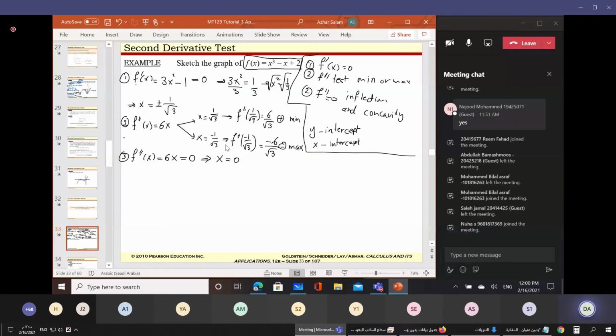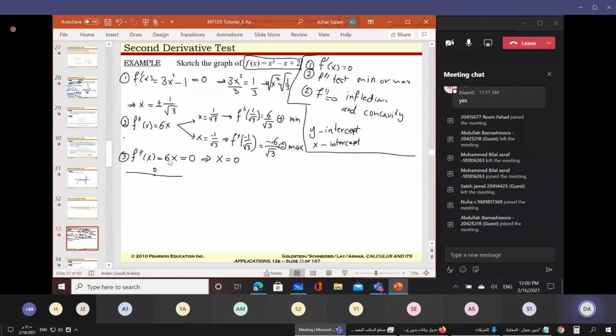Now to test the concavity, we test around x equal to 0. I choose any negative number here and substitute it in the second derivative. It will be negative, and I substitute any positive number here, it will be positive. So here concave down and here concave up. So this is an inflection point.